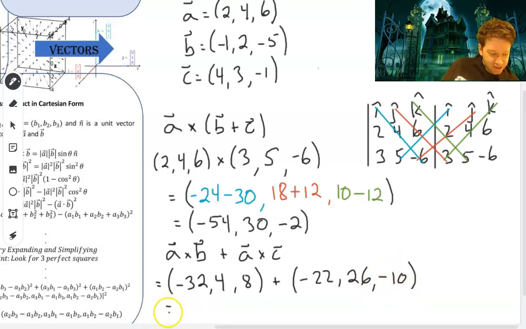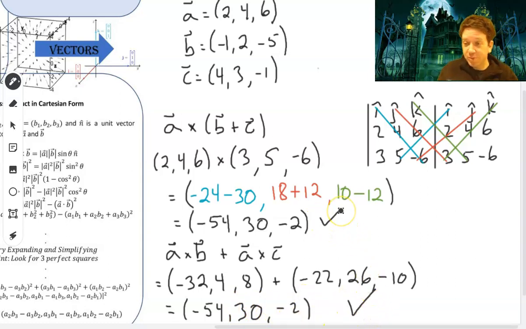And so when we add those, we get minus 54, 30, and negative 2. So they're the same. So the distributive property does work with our cross products. So that's a great thing to know.